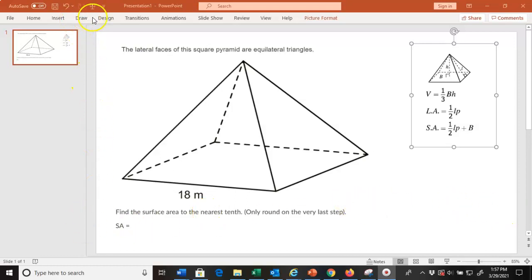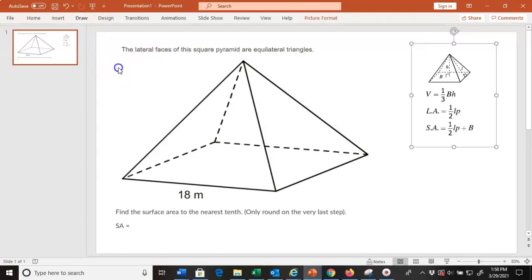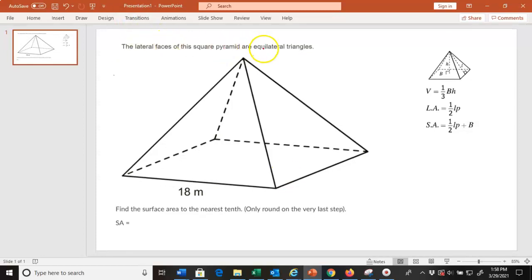Hey you guys, I thought I would just get on and make a quick video about this problem. As soon as my pen works, I can grab my pencil tool. There we go. Okay, so it tells us that the lateral faces of this square pyramid are equilateral triangles.